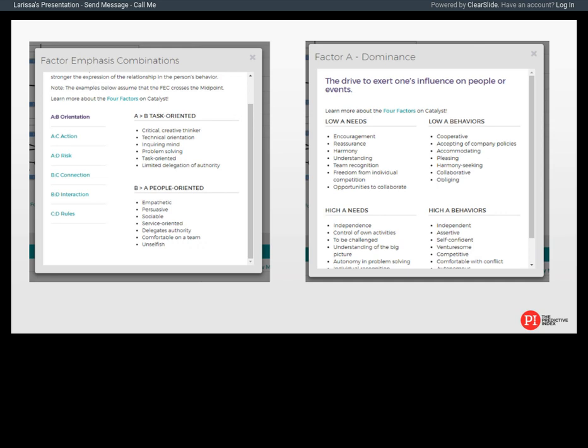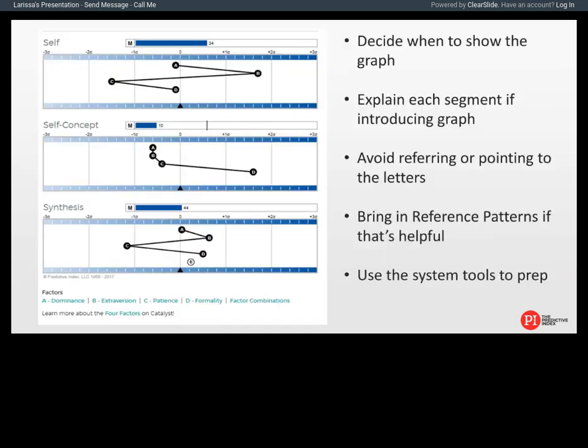The same goes for the factor combination. When you click on that, it brings up all 6. So if you're thinking, gosh, I can't remember, what is that 6th one? There's a reference. They're all right there. You just have to figure out whether it's A over B or B over A, and it gives you the information to put into your prep sheet. The reference patterns also bring up that this person is most closely aligned to a persuader. That helps you remember to say, oh, you tend to be really persuasive.